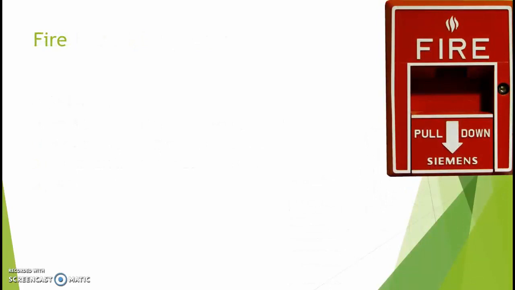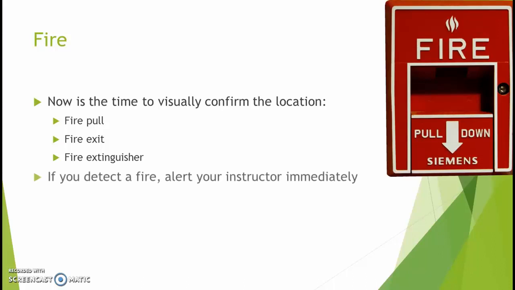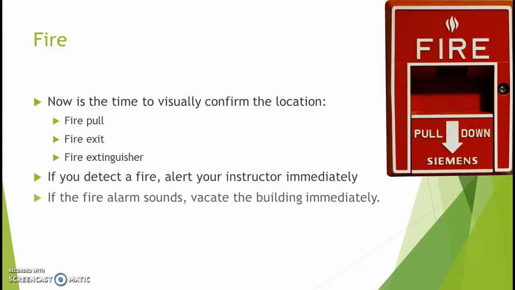We have all been trained in what to do about fire. It's a very unlikely circumstance in our classroom, but now's the time. Visually confirm the location of the fire pole that's outside the classroom, where your fire exit's located, and where the fire extinguisher is for the classroom. It's over by the front door. If you detect a fire, you need to alert your instructor immediately. And if the fire alarm sounds, of course, you need to follow standard WASP procedures. Vacate the building immediately.